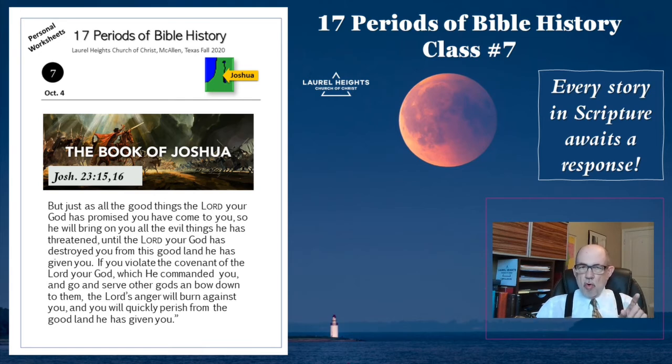This is so important. Chapter 23, 15 and 16. This is so important as a lead-in to what is next. See, this introduces the events to be documented in the book of Judges and beyond.